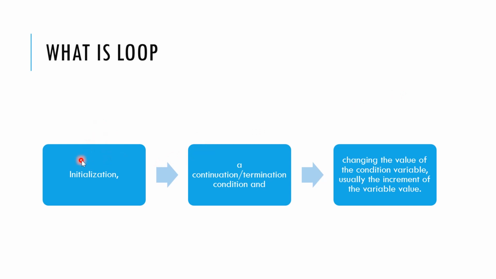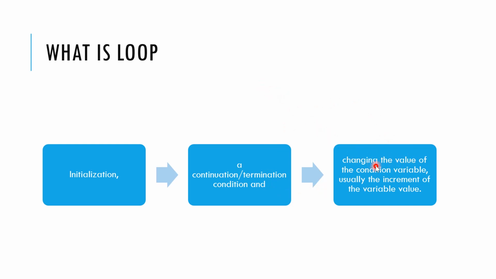Consider we have a condition initialized to 0 or initialized to 1. Now the continuation or termination condition is looking for true. It looks at whether the condition is true or false, and based on that it makes the decision whether to execute the block of statements inside the loop or not. So a continuation condition could be whether the condition is greater than or equal to 10 or not, or less than or equal to 10 or not. And the next part is inside the block of code.